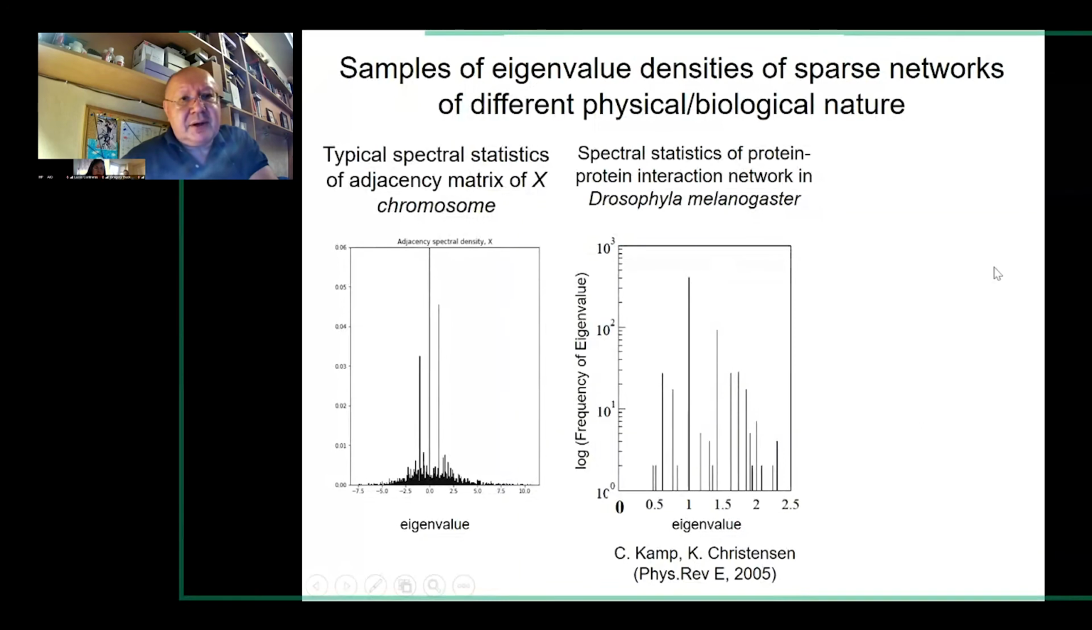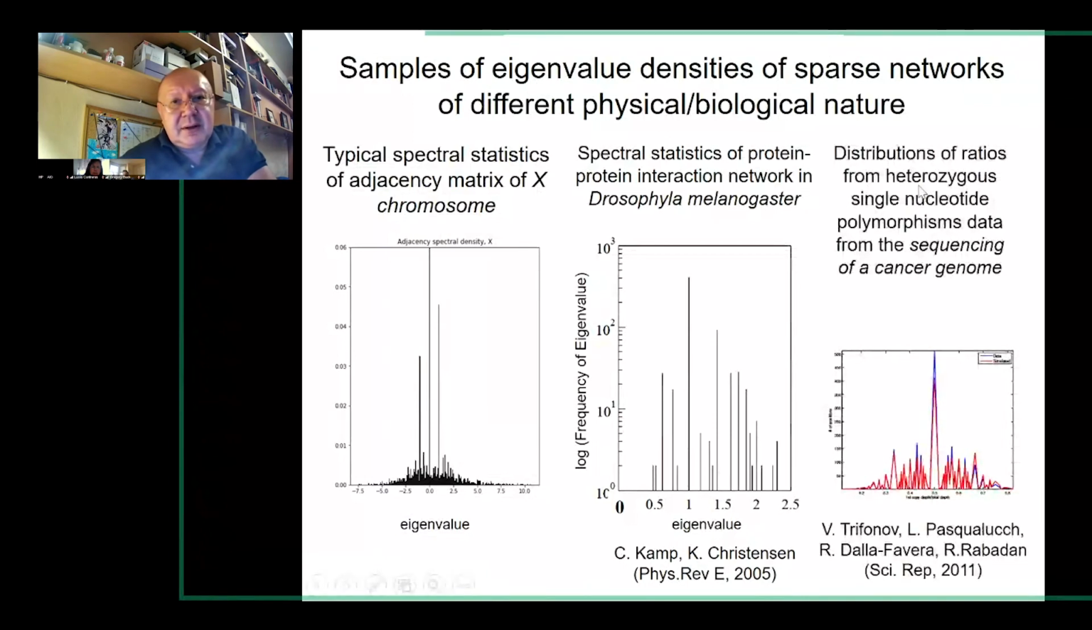Spectral statistics of protein-protein interaction network. You will see again such peaked structure, and you can see also the distribution of ratios, some statistics of reads in some cancer genome. You see also spectra like that, and in all situations you see that there is some hierarchy. Again you see peaks, and these peaks are separated by smaller peaks, and smaller peaks by smaller again, and so on.